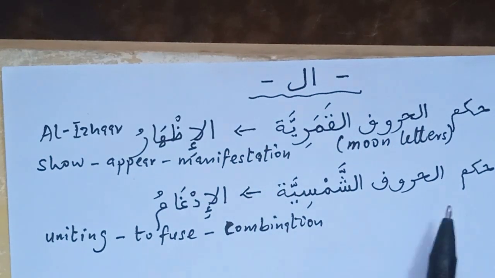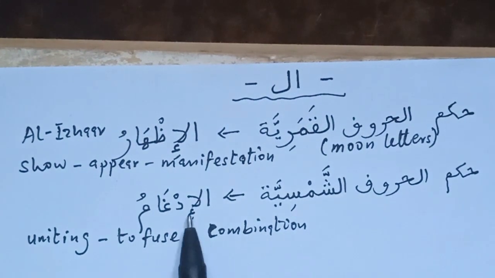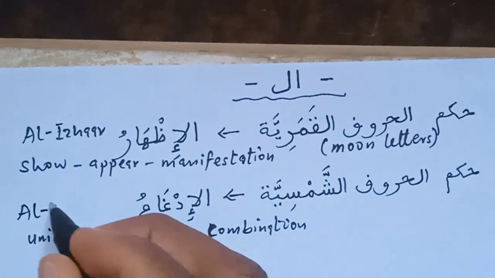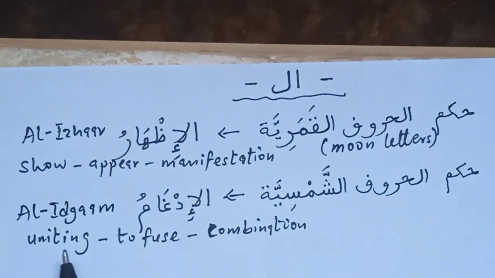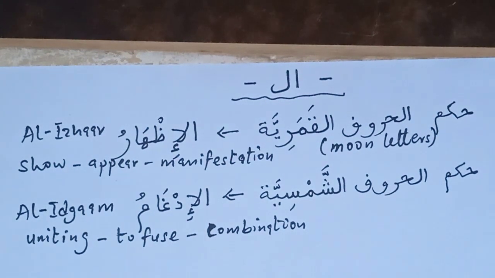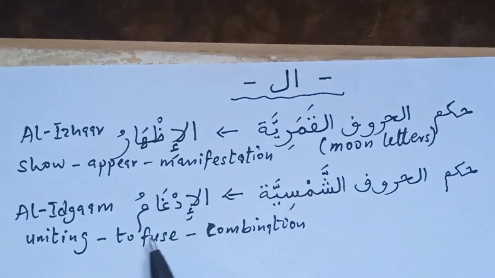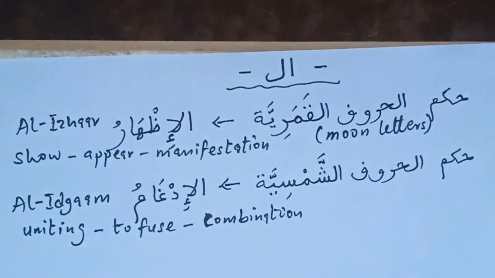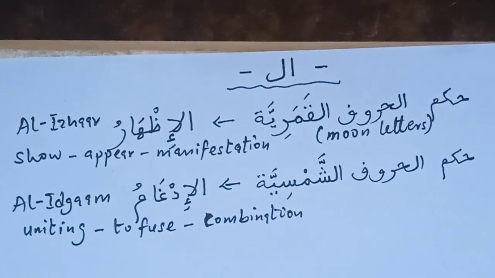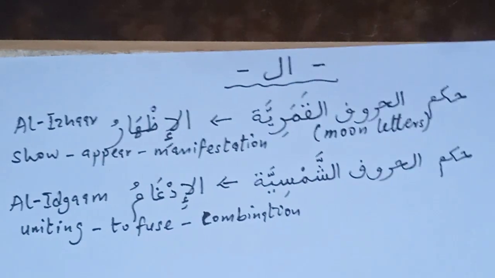Also, the ruling for the sun letters together with Alif and Lam is referred to as al-idgham. Here it refers to uniting the lam with one of the Shamsiya letters, so that you fuse the lam into the Shamsiya letter. That's why in English it is interpreted as to fuse, unite, or combine it together. So now you know that the ruling for Alif and Lam with the moon letters is called al-izhar, as I said earlier, while the Alif and Lam with the sun letters is called al-idgham.